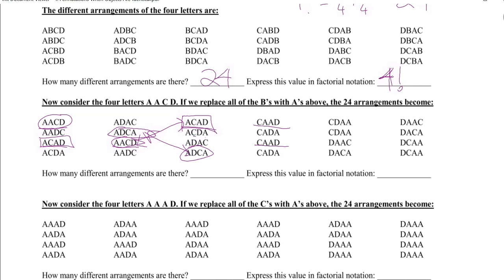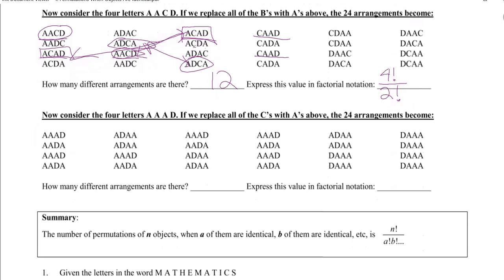Yeah, 12. So how many different arrangements? There are 12. Express this value in factorial notation. Well, we can't write it as a factorial, but we could say, if we had 4 factorial ways, which is 24, how are we going to get 12? What are we going to divide by? 2. And actually 2 factorial.